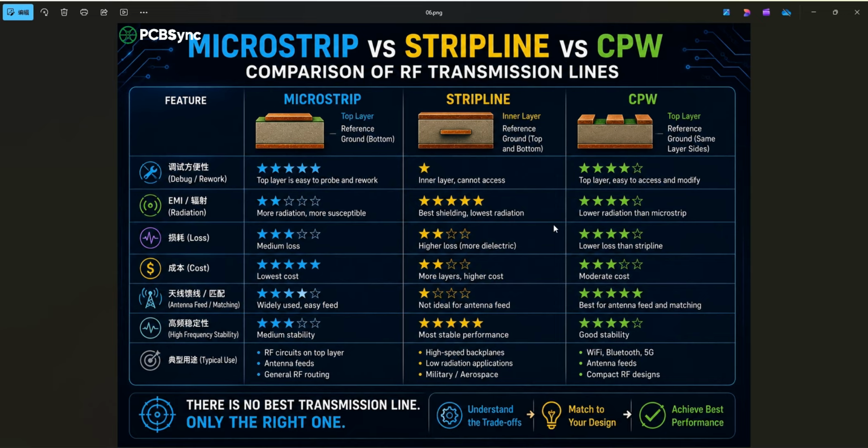So a lot of people will ask, which one is actually the best choice? Actually, it's very simple. There's no best, only the solution that best fits your current needs. High level design is always about finding a balance between cost and manufacturability.